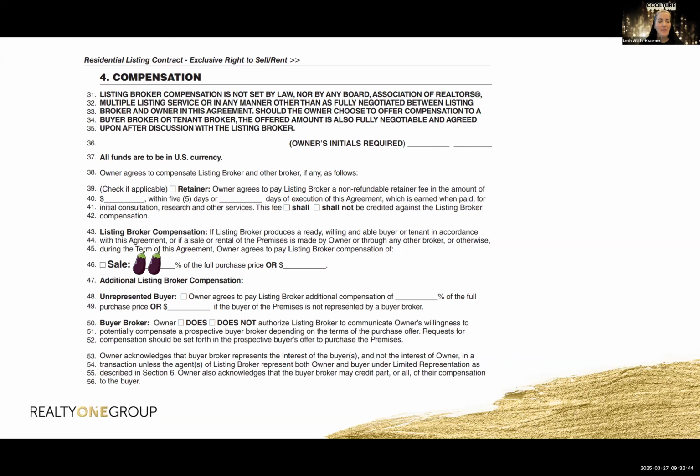Owner acknowledges that buyer broker represents the interest of the buyers and not the interest of owner in a transaction unless the agents of listing broker represent both owner and buyer under limited representation as described in section 6. Owner also acknowledges that the buyer broker may credit part or all of their compensation to the buyer.